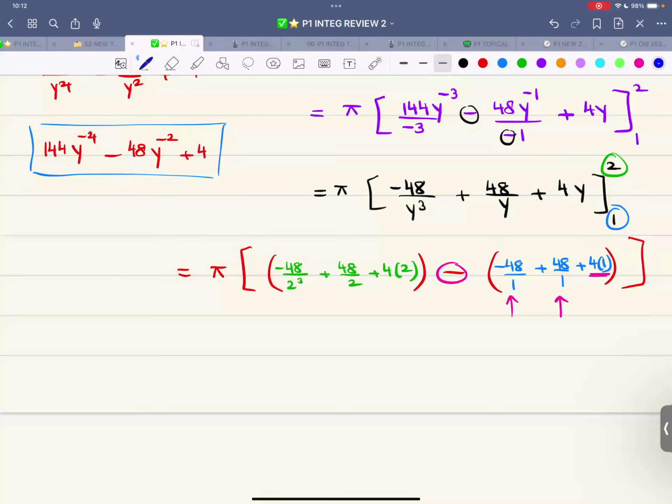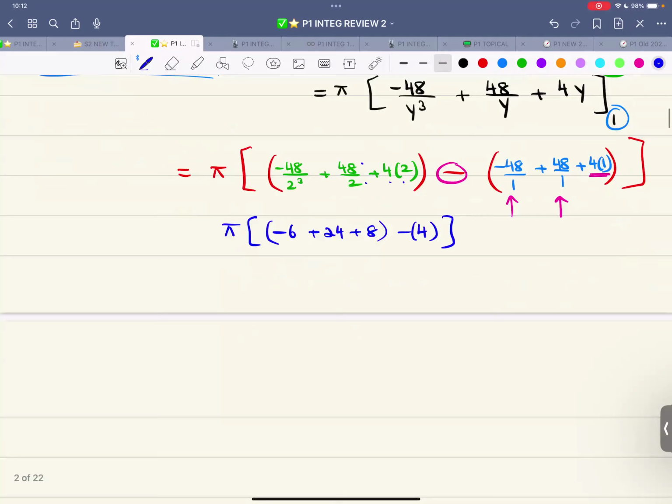And this is negative 48 over 2 cube. 2 cube is 8. So 48 over 8 is 6 with a negative sign. 48 over 2, that is positive 24. 4 into 2, that is 8. And there is a pi on the outside, minus sign, and 4 into 1 is 4. So that 4 is there.